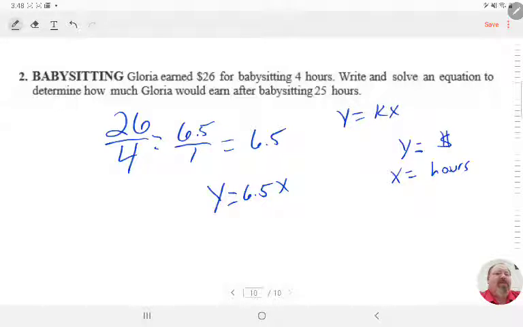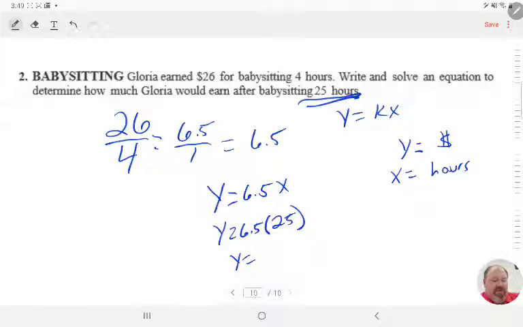Okay? So y equals 6.5 times, they want to know in 25 hours. So y equals 162.5, so $162.50.